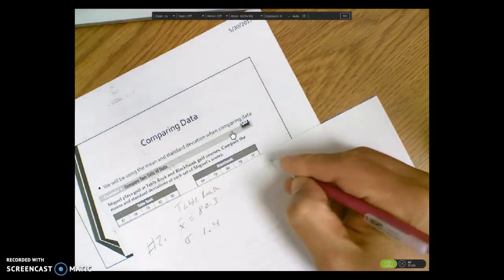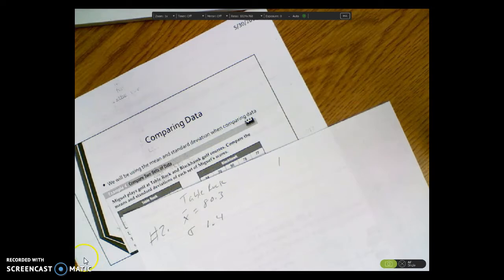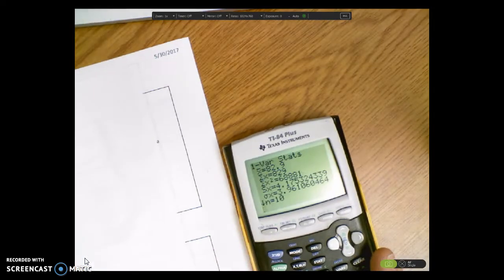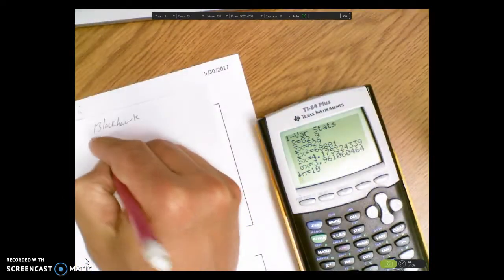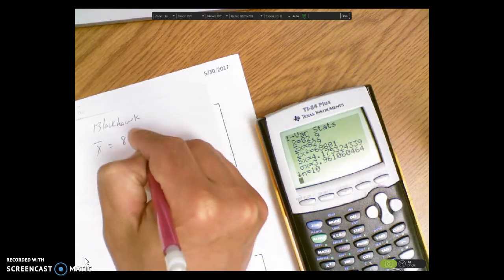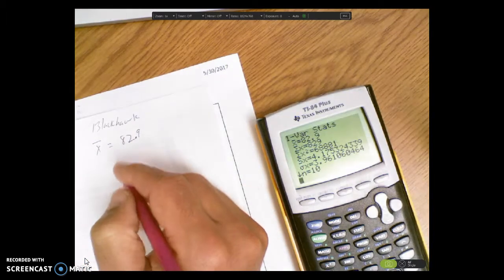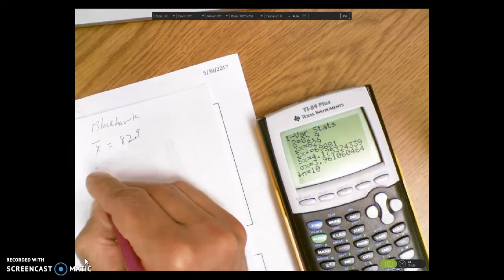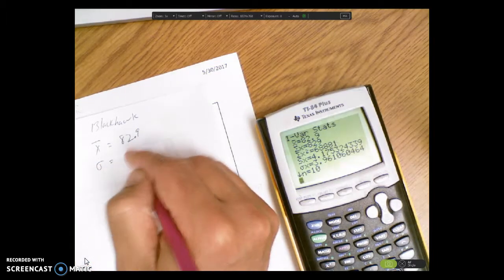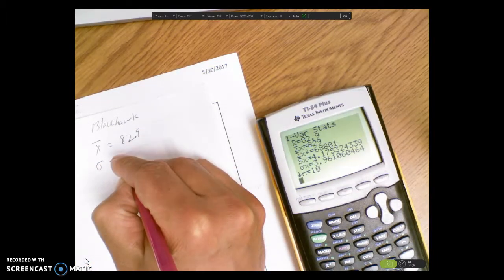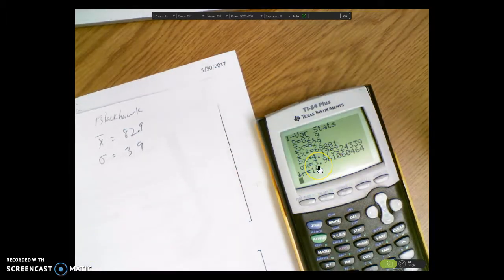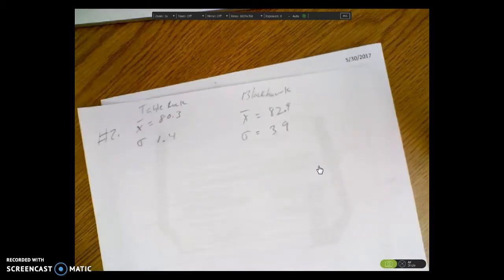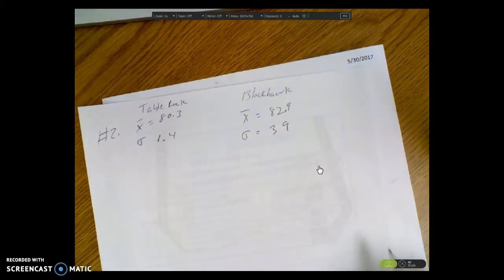I'm going to do the same thing for Blackhawk. All right, so I've entered in the data, and I went to the statistics and I calculated it. And so his mean at Blackhawk, as you can see, is 82.9. Still pretty good, but not as good as the other place. And here's where you can really see the change in the standard deviation. We're going to say it is 3.9, almost 4, 3.96.